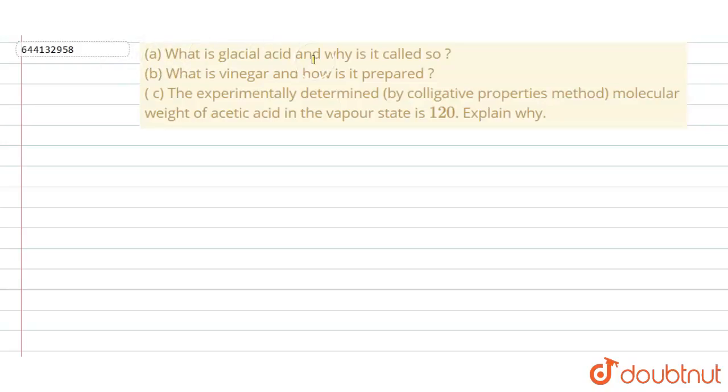So we have three questions here. What is glacial acid and why is it called so? So let's take the first question here. The first question is asking how glacial acid is formed and why is it called so.